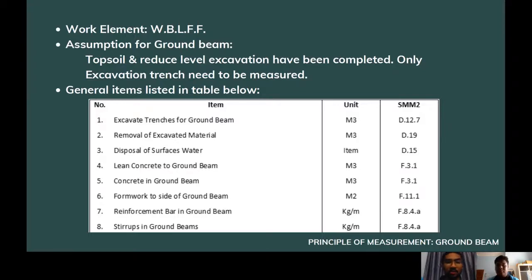The general items that need to be measured for ground beam are listed in the table below. The first one is excavated trenches for ground beam, followed by removal of excavated material, disposal of surface water, lean concrete for ground beam, concrete in ground beam, formwork to side of ground beam, reinforcement bar in ground beam, and lastly the stirrups in ground beam.